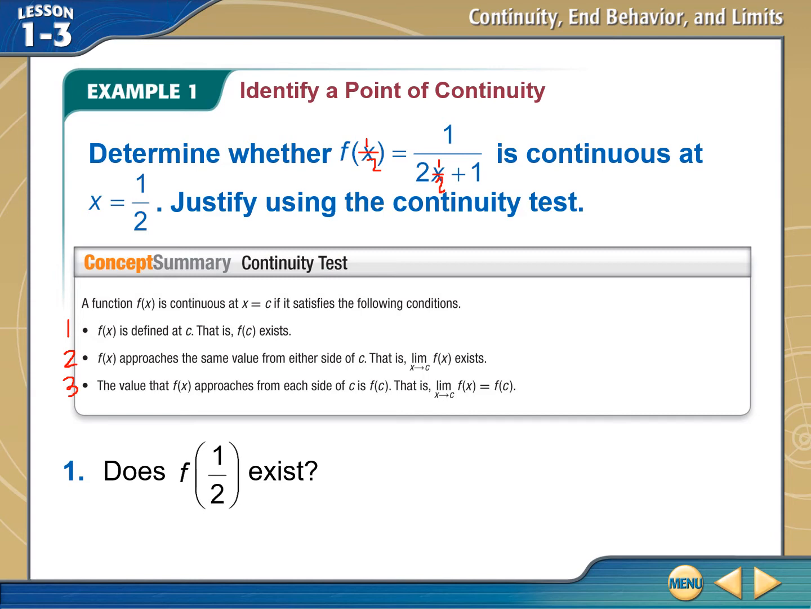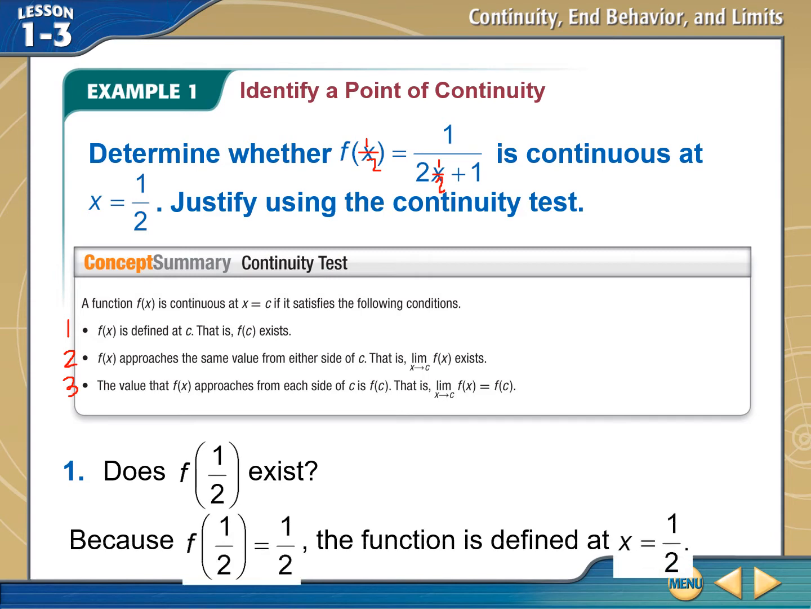Does f of half exist? Yes, it exists because f of half is equal to half. How did we find this? We found this by substituting half in the function. Okay, so the function is defined at x equals a half, and here we pass the first continuity test. We're going to the limit part.